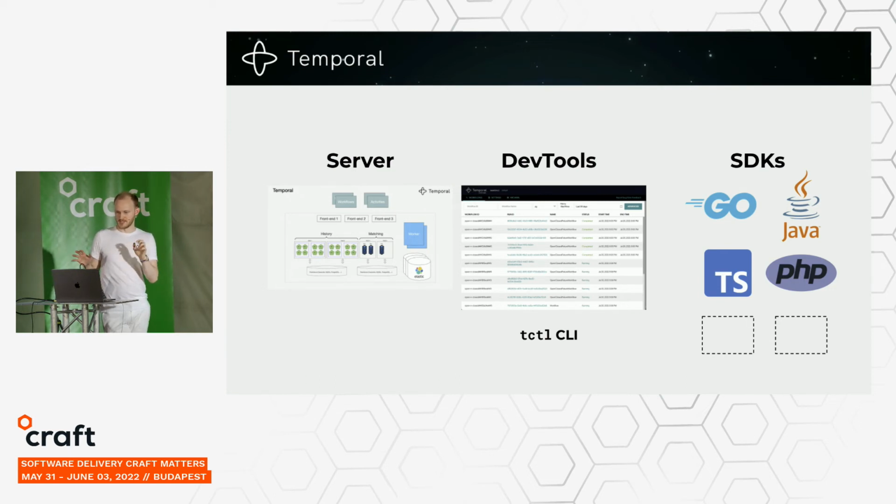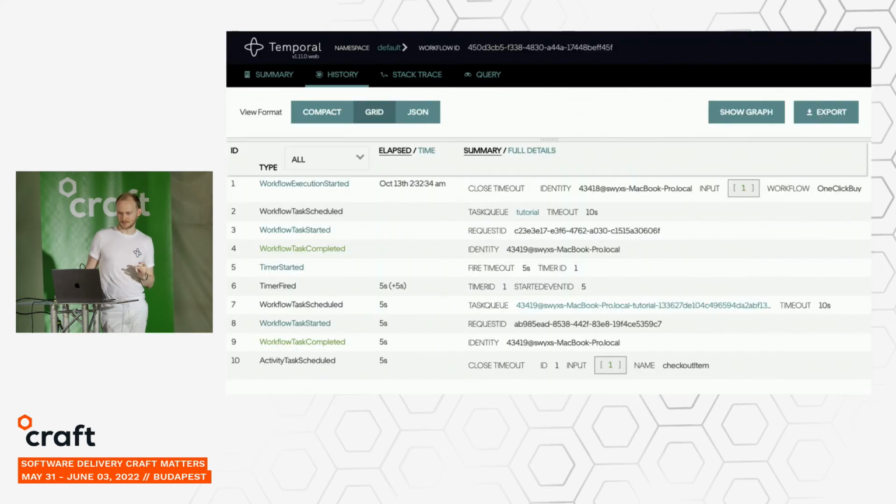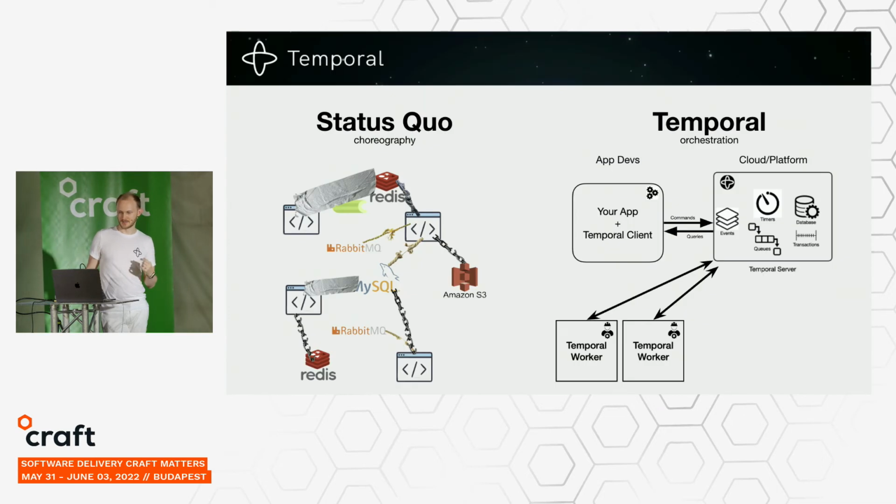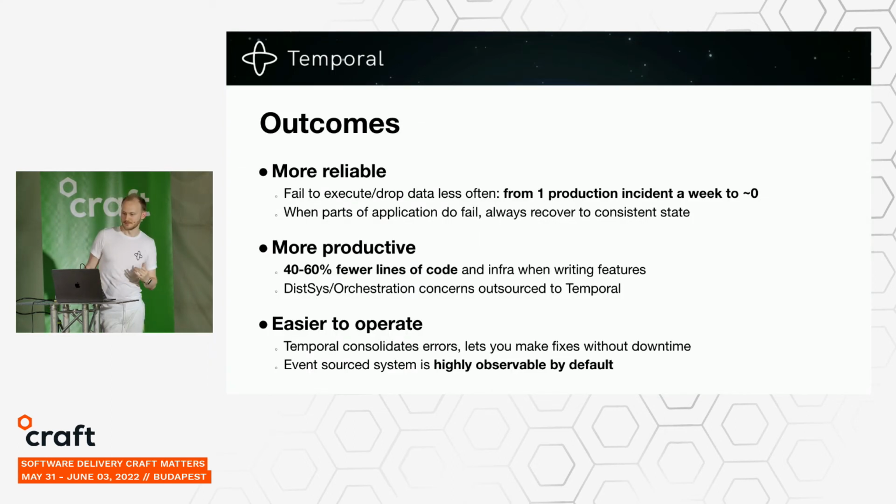So this is the different parts of Temporal. We have the cluster server, dev tools like the website we saw, and also a CLI tool that similarly can create workflows, get the current status or history of existing ones, or search to find a list of them. And then SDKs we talked about earlier, with more languages coming. That's an old version of the web UI with the task history.